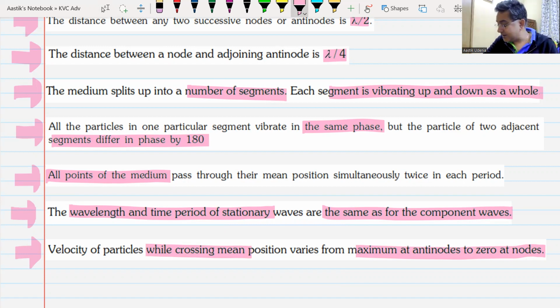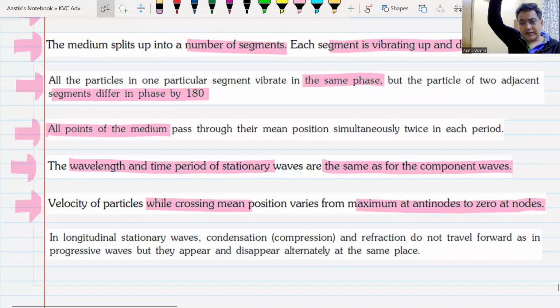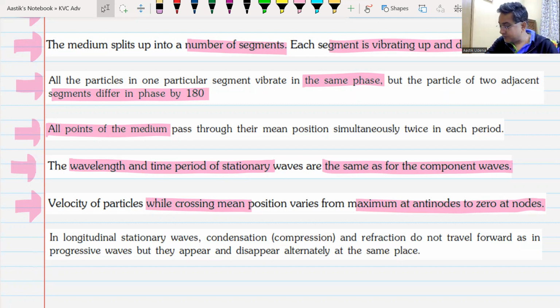Now, this same scene can be seen in longitudinal waves. In case of a string, you can see them going up together, going down together. But in a longitudinal wave, you cannot see that motion. For sound waves, for example, compression and rarefaction do not travel forward, but they appear and disappear. So you will see compression, then rarefaction, then compression again. I hope everything is making sense.